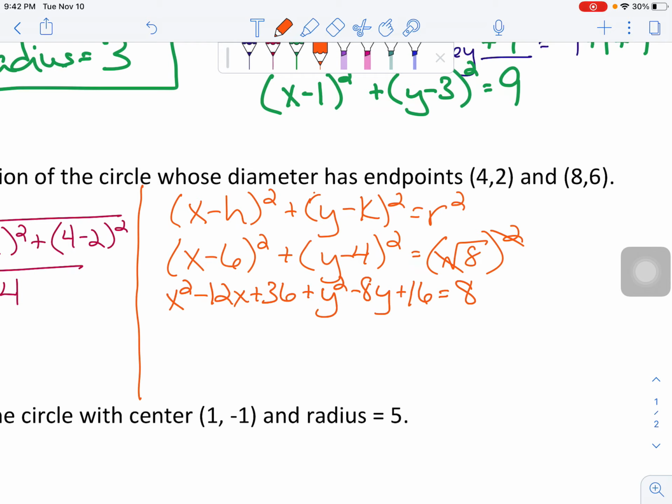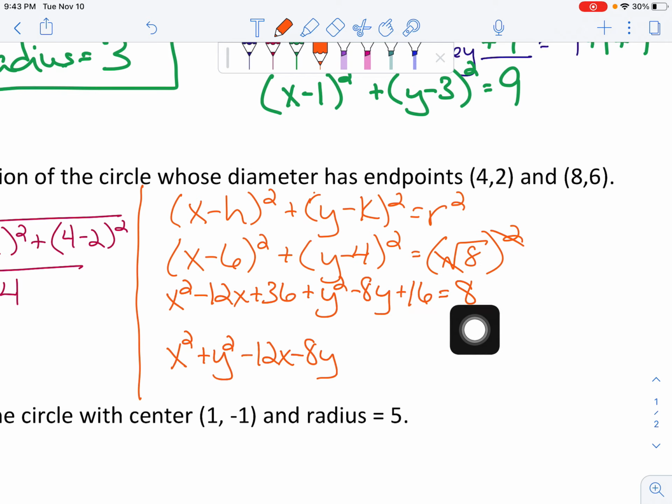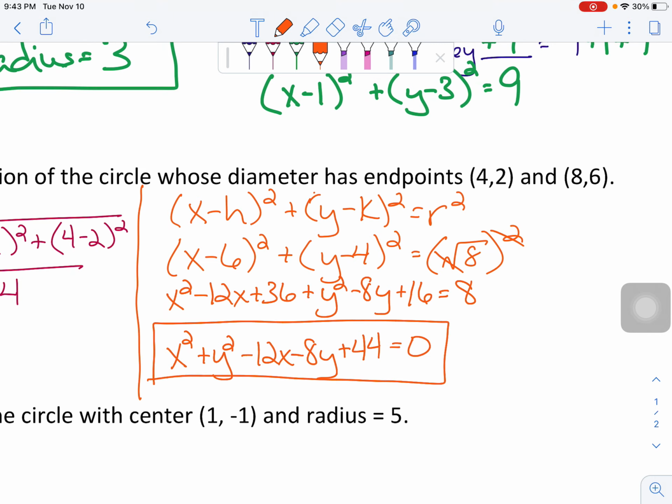Okay, so now we want to collect up and put our terms in the correct order for general form. So it's going to be x squared plus y squared minus 12x minus 8y. And now I've got to deal with all of those constants. So I've got 36. I'm going to add 16, and I'm going to subtract 8 to move that over to the left side. So that is a grand total of a positive 44 here. Make that equal to 0. And that is your general form equation with that given diameter.